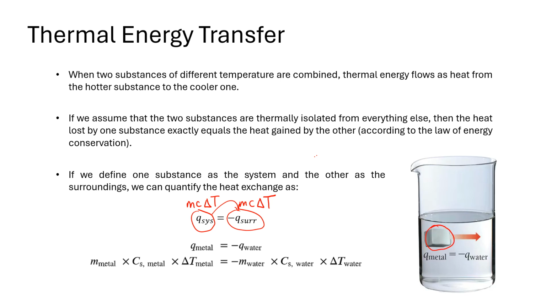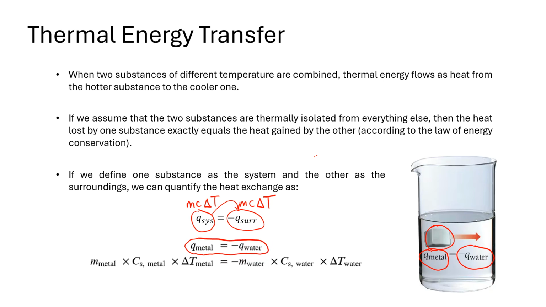You've got a hot piece of metal, and it's transferring its thermal energy to the surrounding water. So the metal is the system in this case, and the water is the surroundings. If I want to figure out how much energy was transferred from one to the other, I can set these equal to each other, because whatever energy the system had, it lost to the surroundings. And there it is, right? Q metal is equal to negative Q water.